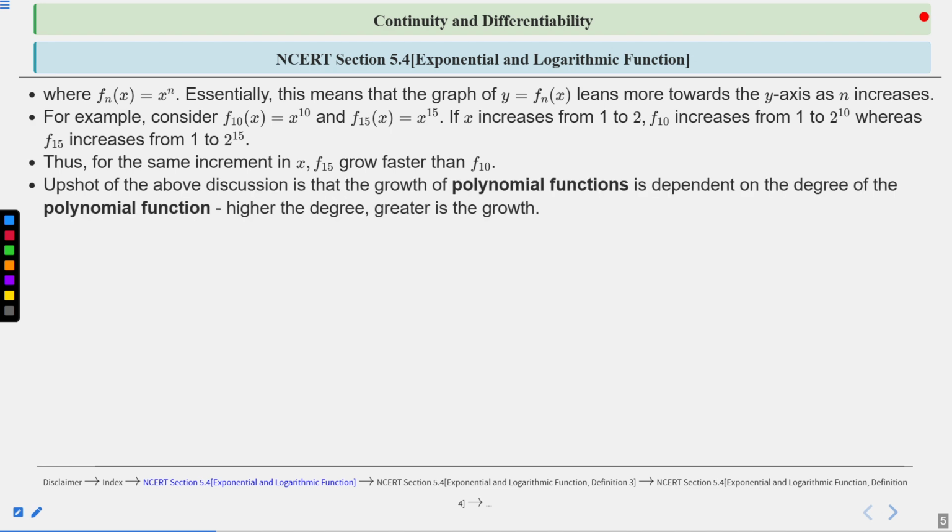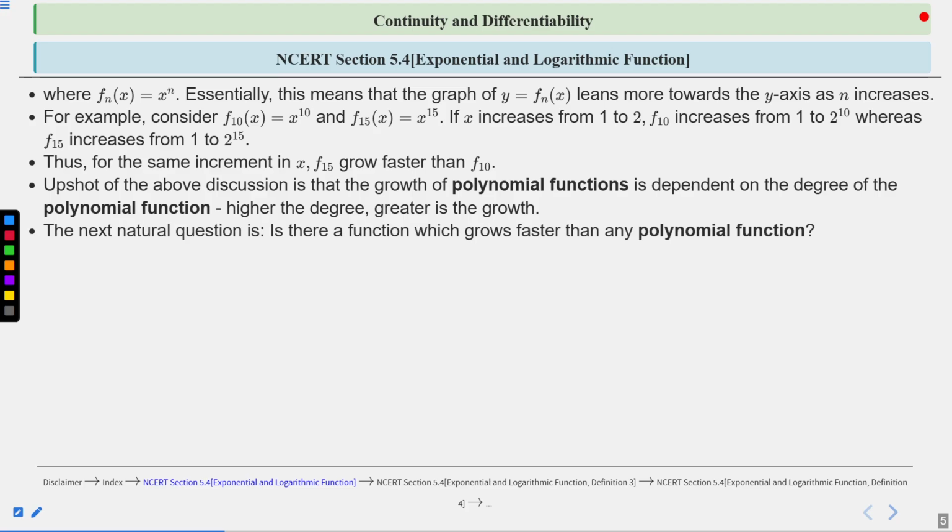The upshot from the above discussion is that the growth of a polynomial function depends on the degree of the polynomial function. The higher the degree, the greater will be the growth.